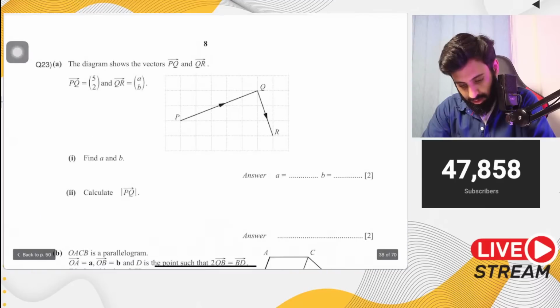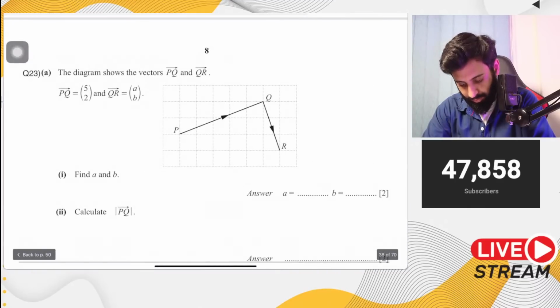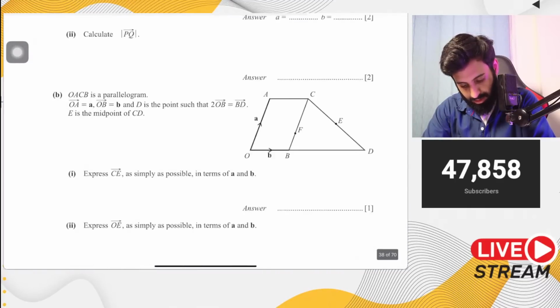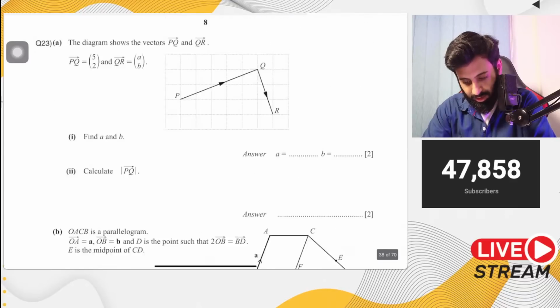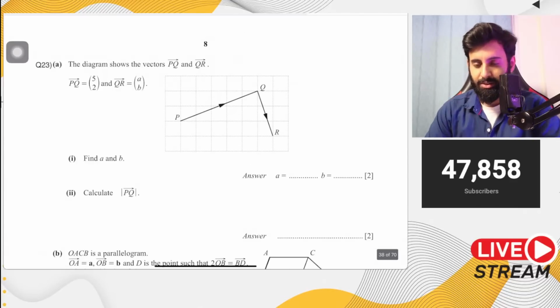Okay, let's do this question. This is a good question. This is October, November 2015, paper 2, variant 1. You know, back when people used to be smart.